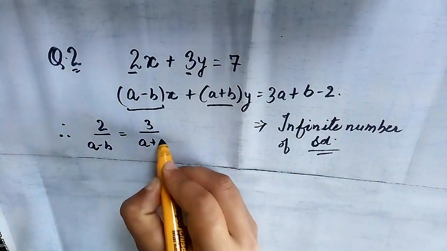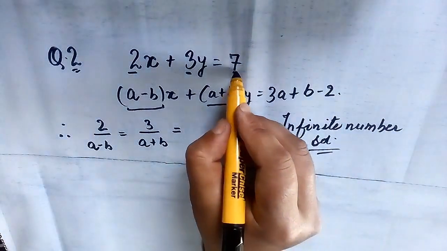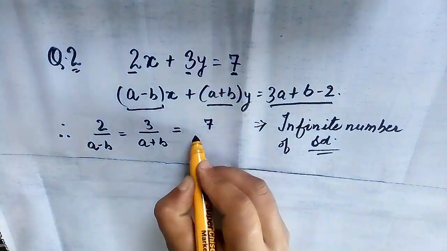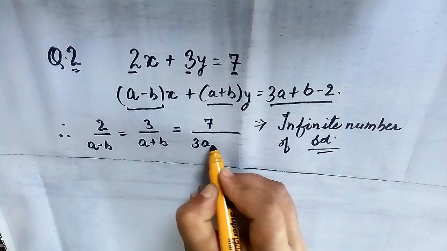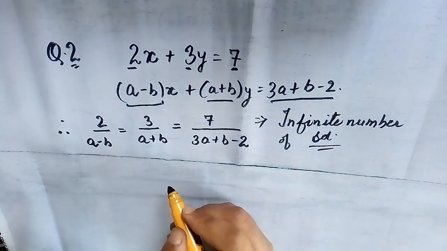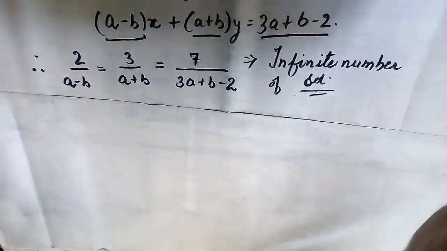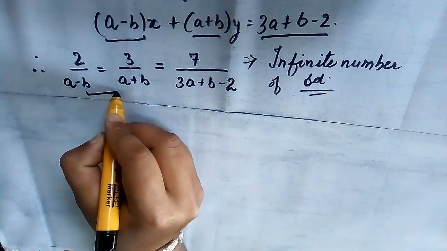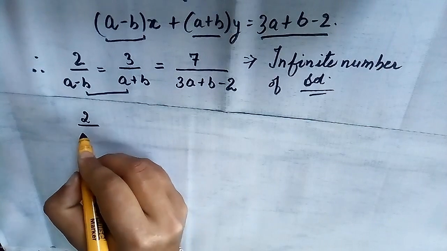equals 7 upon 3a plus b minus 2. Now take any two equations to find out the value of a and b. So first of all I am taking part 1 and part 2 to form the first equation.